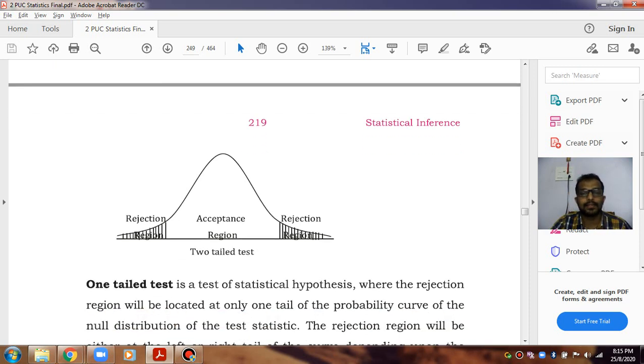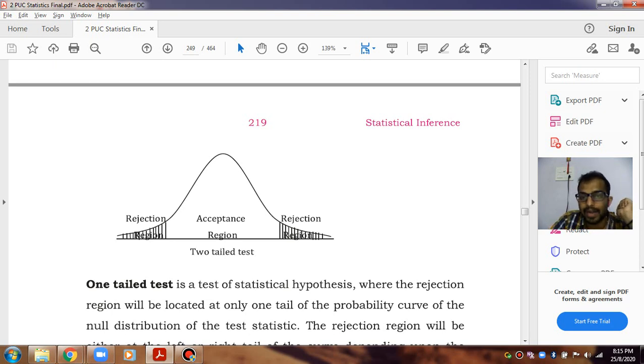And what is one tail, sir? One tail means, students, the rejection region comes either on the right side only or on the left side only. Only on one particular side it comes. Sir, how will we know whether it is left side or right side?